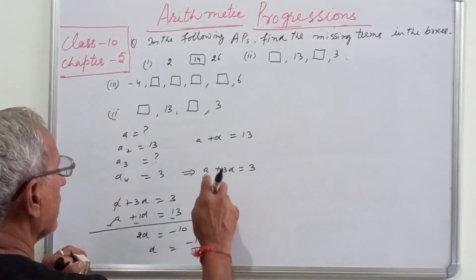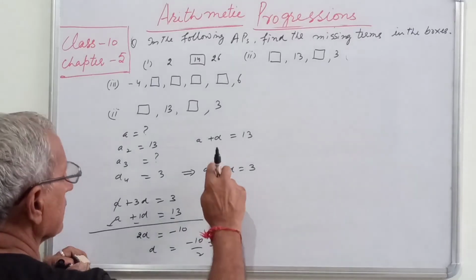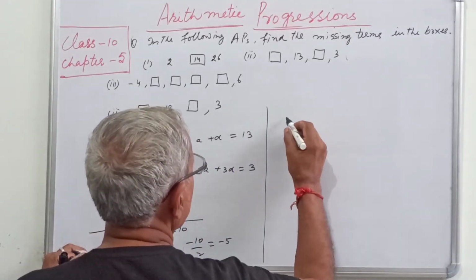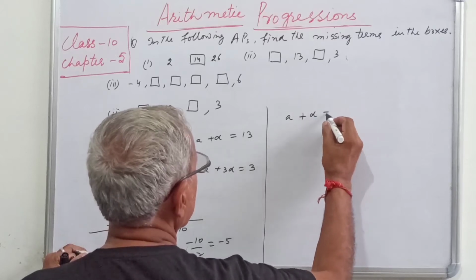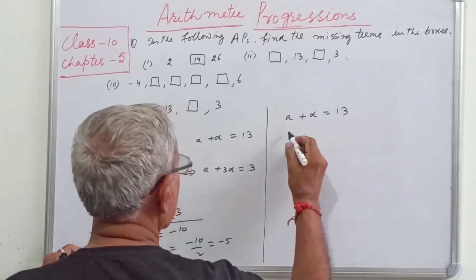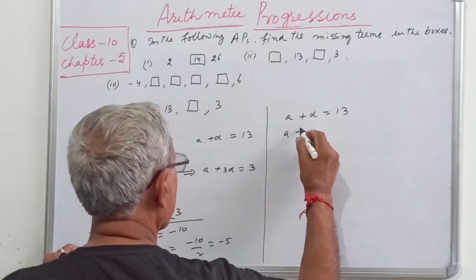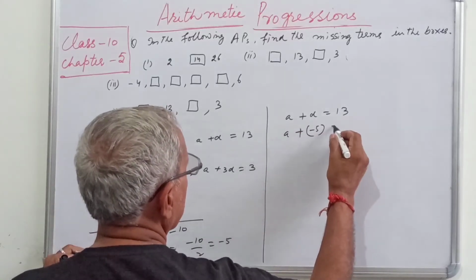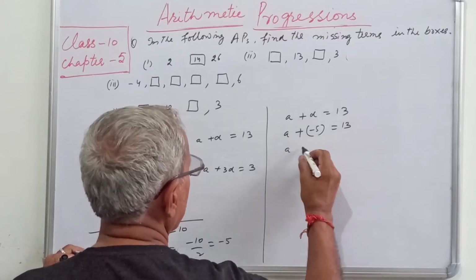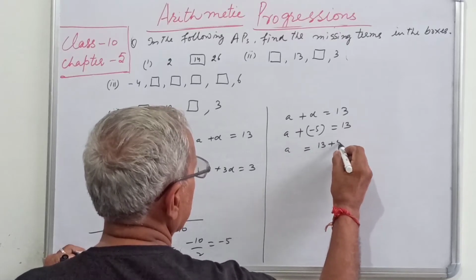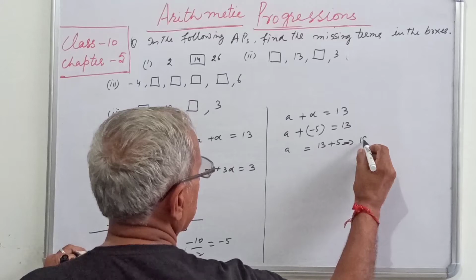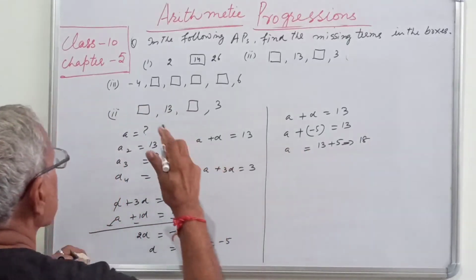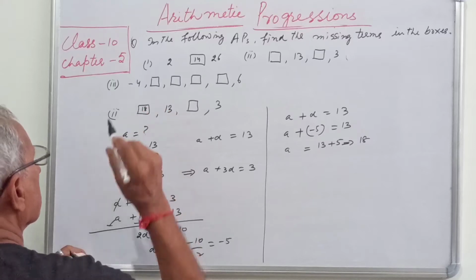So substituting the value of D in the given equation, A plus D is equal to 13. So A plus D, the value is minus 5, that is 13. So A will be 13 plus 5, 18. So A is 18, and the first term is 18.